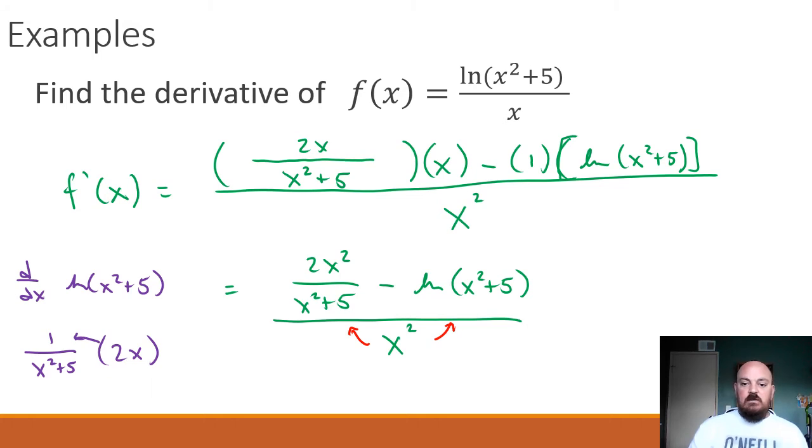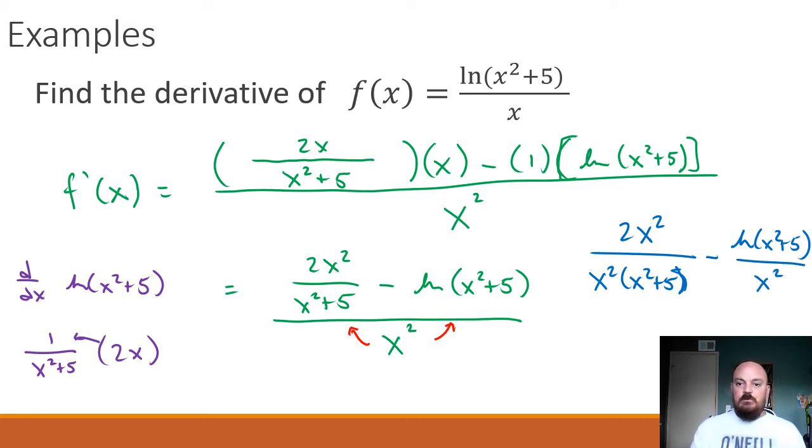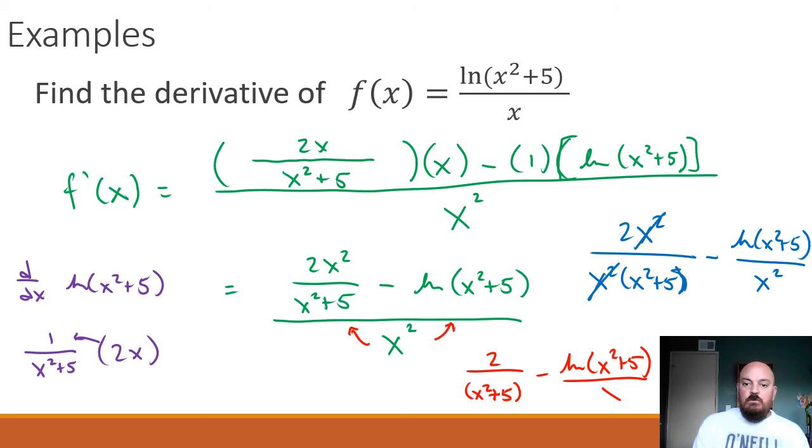what you get is you would have, let's see here, 2x squared over, then the x squared will go with the x squared plus 5. That's when I put that x squared into the first fraction, minus, and then you'll have natural log of x squared plus 5 over x squared. And then the last little cleanup step is those x squareds cancel there. So what I would give for my final answer is 2 over x squared plus 5 minus natural log of x squared plus 5 over x squared.